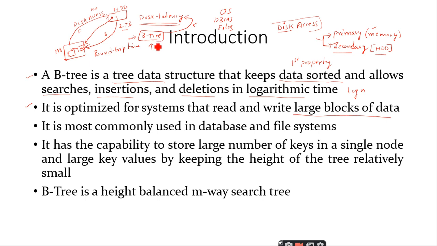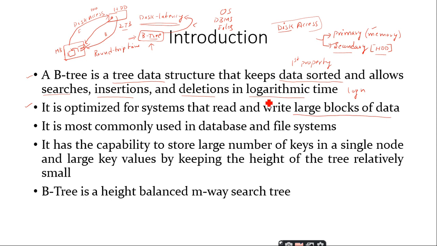Why are we using the B-tree? To reduce the disk latency, sir. So it reduces the disk latency. By reducing the disk latency, you can achieve the main important objective of the B-trees, where the search, insertion and deletion operations occur in logarithmic time, right?